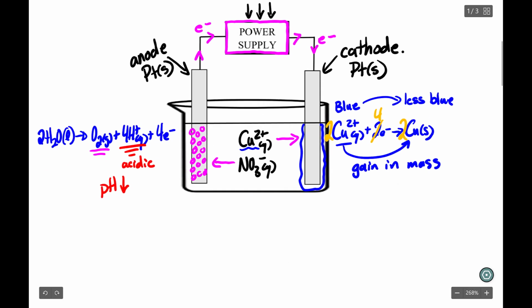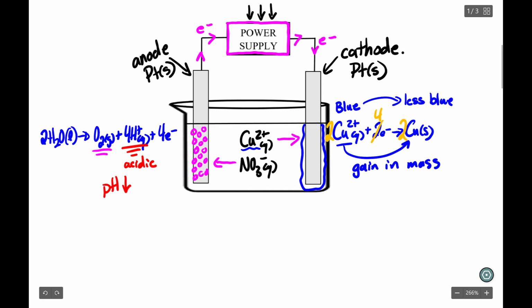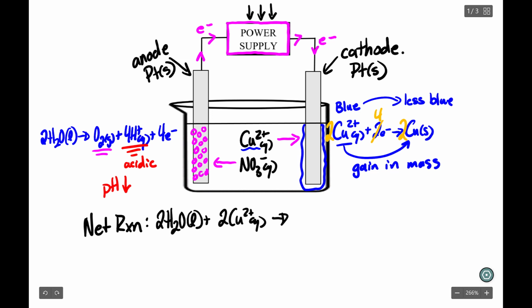The next thing we could do is make a net reaction. Because we've already balanced out the electrons, I can start putting the reactants together and the products together. So this would be 2 H2O liquid plus 2 Cu2+ aqueous would turn into oxygen gas plus 4 hydrogen ions aqueous plus copper solid.